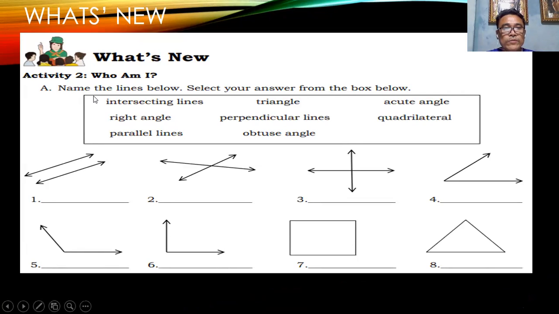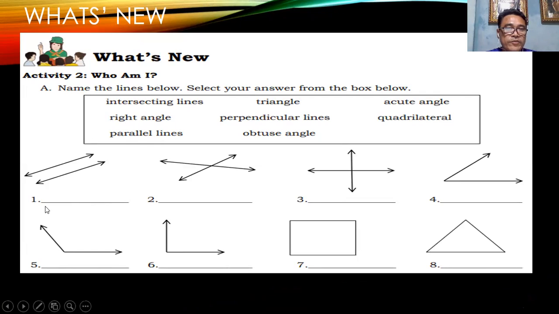Activity 2. Who am I? Name the lines below. Select your answers from the box below. Okay, are you ready? Let's start with number 1.